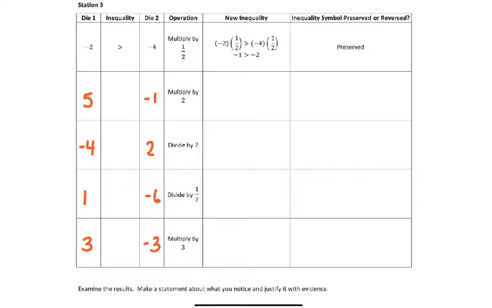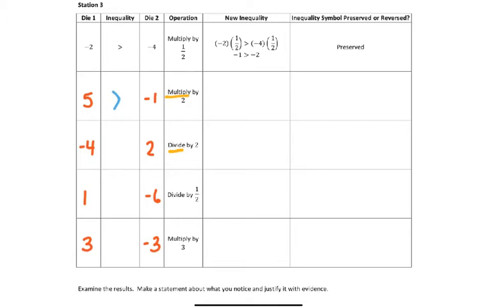Okay, let's move on to station number 3. And let's look firstly at what they're asking us to do. So I can see for my first operation, they're asking me to multiply. For my second, they're asking me to divide. So they're either asking us to multiply or divide here at this station. So let's firstly add in our inequality symbols. So when I'm looking at 5 and -1, I know that 5 is greater than -1. So I'm going to add in that greater than sign in there to say that 5 is greater than -1.